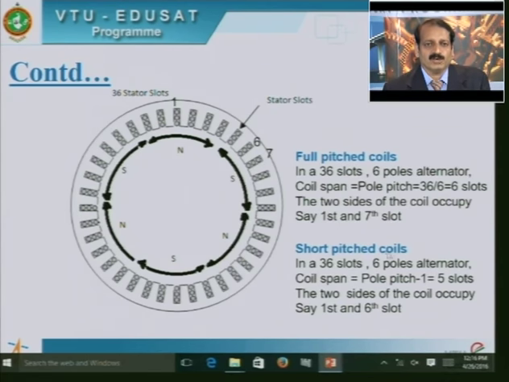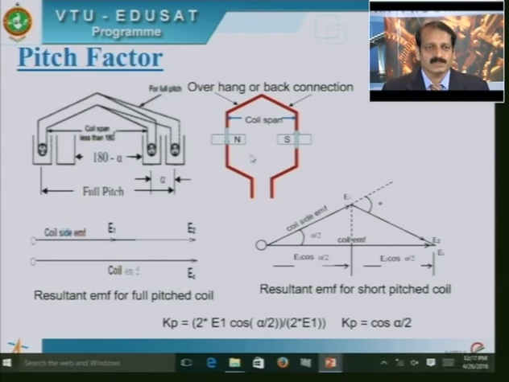But in the case of short pitched coils, if the coil span is equal to pole pitch minus 1, which is equal to 5 slots, then the two sides of the coil occupy, say, the first slot and the 6th slot. Earlier the other coil side was occupied in the 7th slot. Now in the case of a short pitched coil, it is housed in the 6th slot. This is about full pitched coils and short pitched coils and how the coil sides occupy various slots.